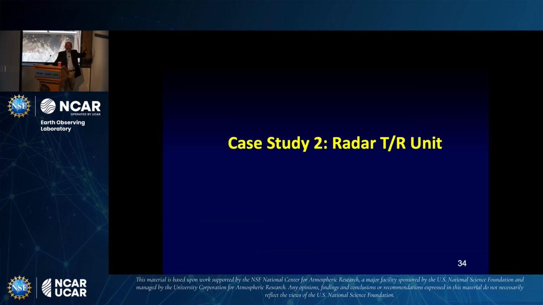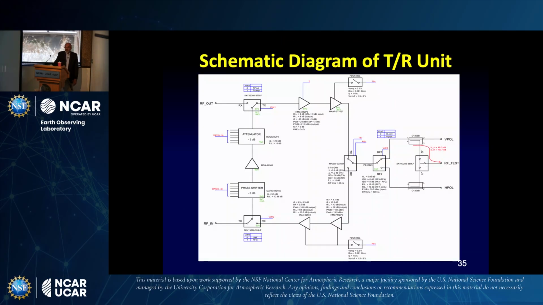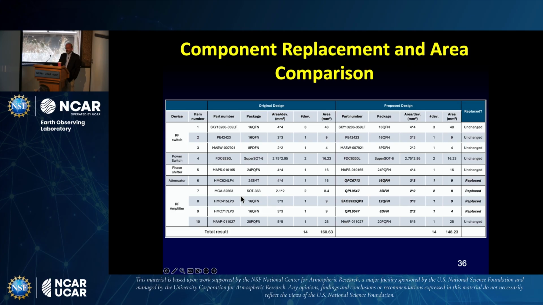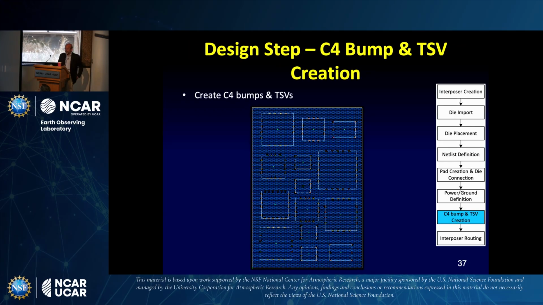So then, same kind of exercise with the transmit receive unit. So we'll look at this as a schematic I got. Here is the schematic diagram of that transmit receive unit, which I got from Jonathan, and this table describes the original parts and how I replaced them. You can see I basically wasn't able to replace many parts. I only replaced 4 of the 10 parts here. The others I used as they were in the schematic.